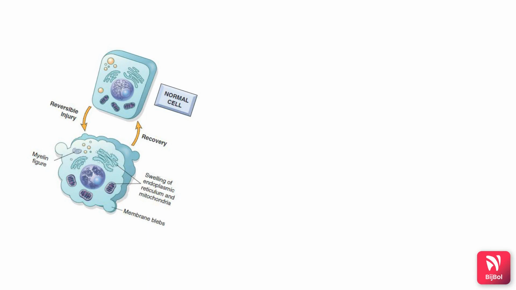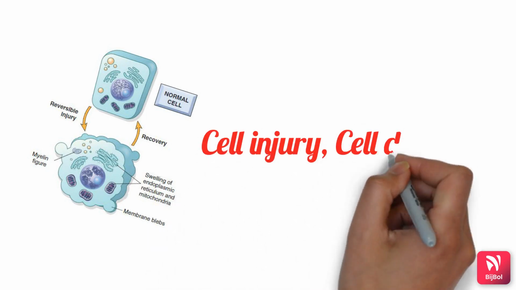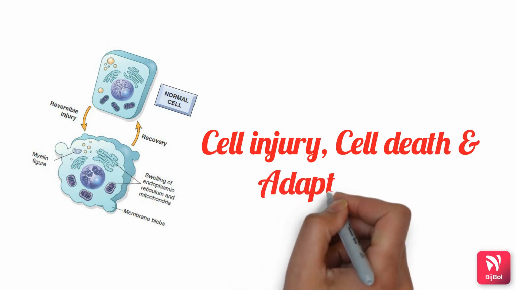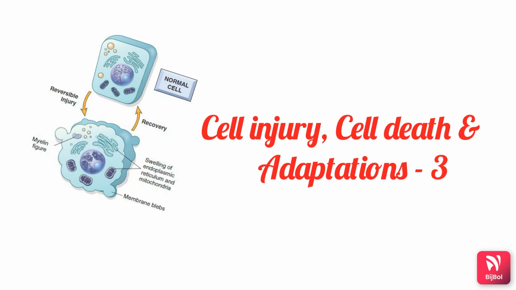The present topic of discussion is cell injury, cell death, and cellular adaptations. It's the third part. In our first and second parts we discussed cellular adaptations, reversible cell injury and its morphological forms, and irreversible cell injury in the form of cell death, that is necrosis and apoptosis. In this part, we shall be discussing what changes occur after cell death.